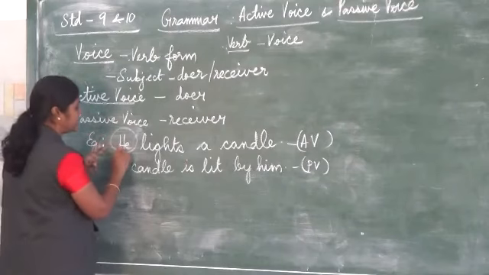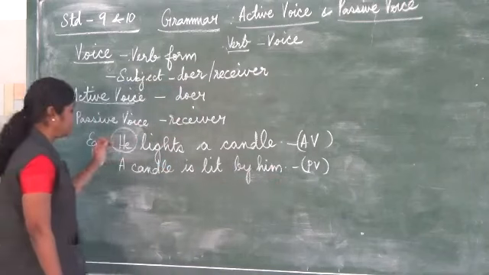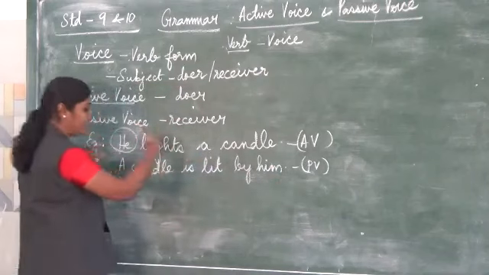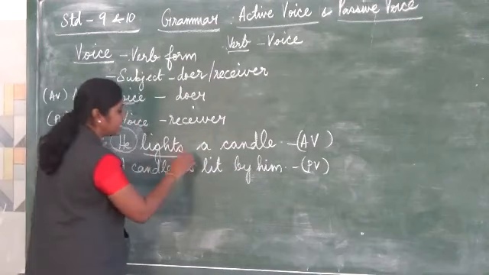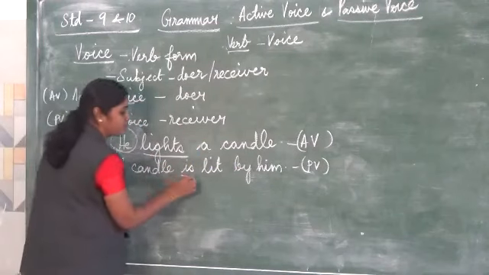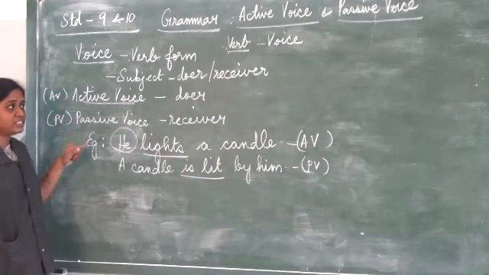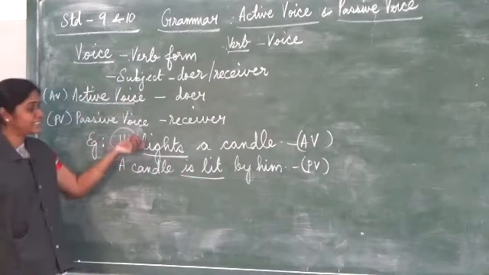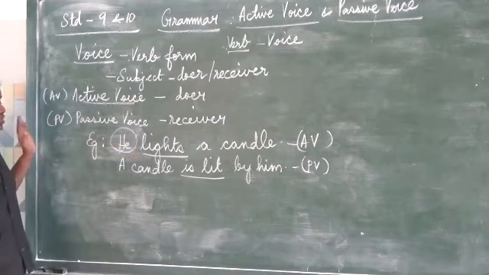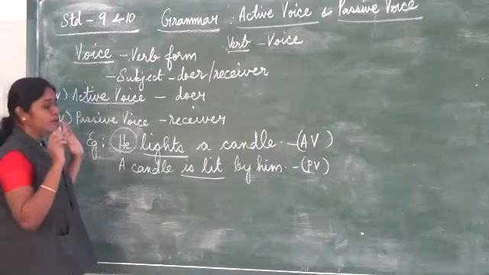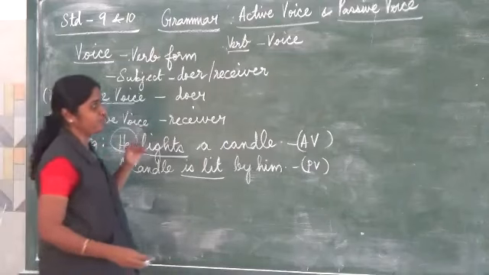This he, I have changed it into him and I have taken it to the back. Then, candle, I have taken to the front or in the beginning of the sentence. This lights, I have changed its form into is lit. So, these are some of the changes we usually do while changing a sentence from active to passive. Now, how can you do these changes? There are certain steps you have to follow.